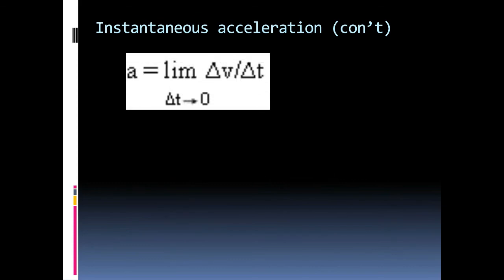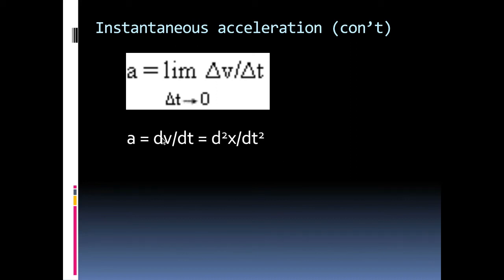So here's the limit. Imagine a graph of velocity versus time. If you find the tangent line at any particular moment, you will be finding the instantaneous acceleration. So it's the limit of change in v over change in t as the time interval approaches zero. You could write it as a derivative.